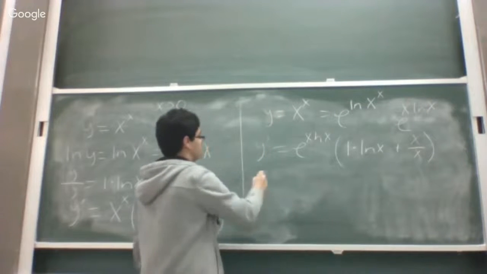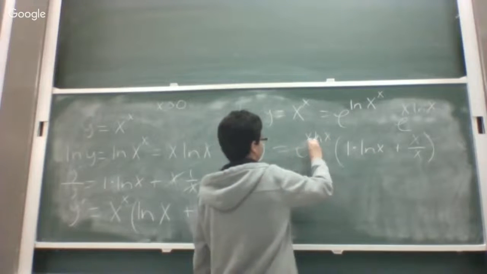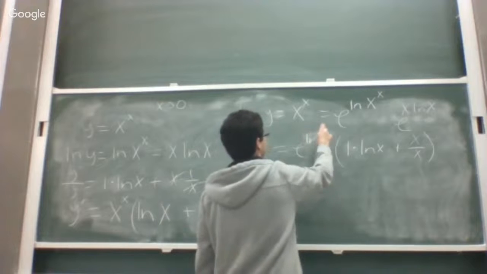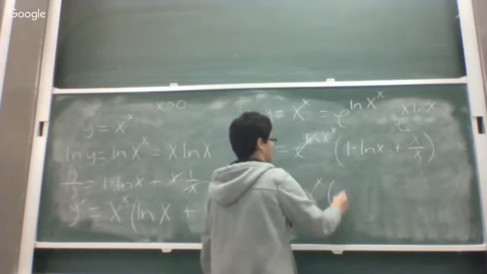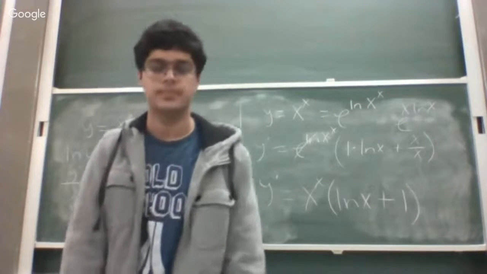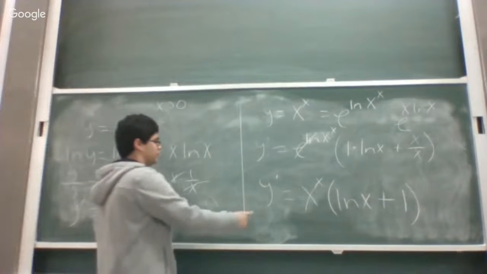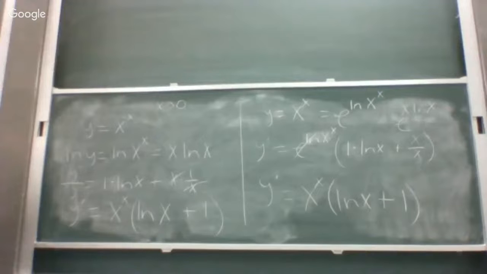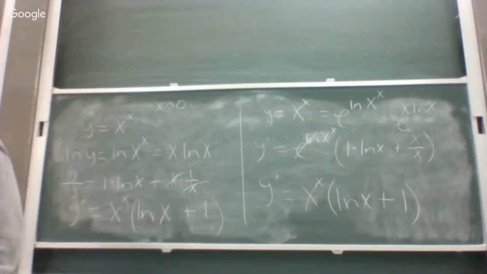So y prime is equal to, we don't even need to write the natural log of x to the x, e to the natural log cancels out, so we're left with x to the x times the natural log of x plus 1. So they bring the same result in the end. Any questions on the two methods? It's again using the same properties that you guys learned on doing the derivative and the properties of logs and stuff.